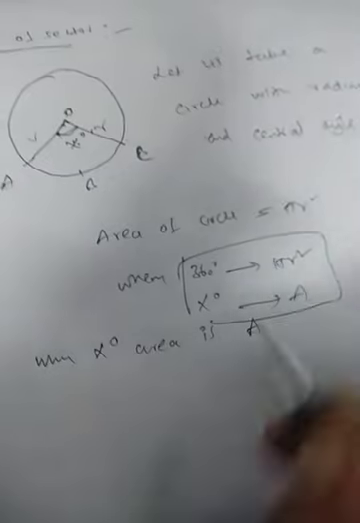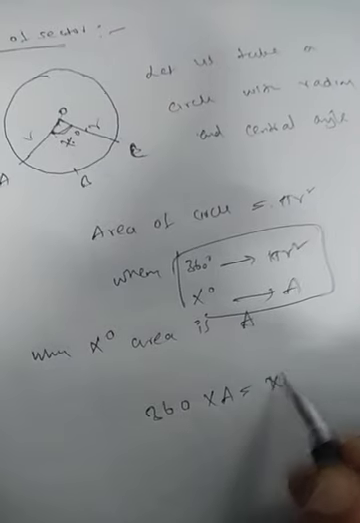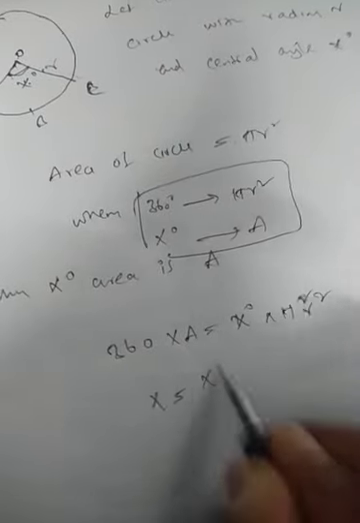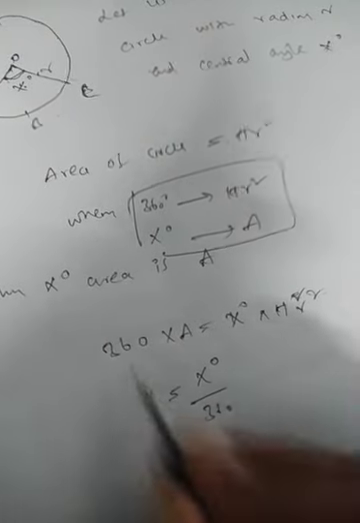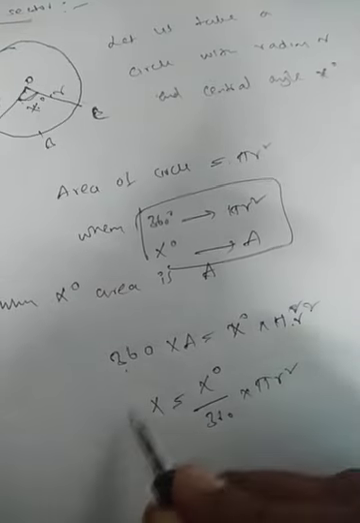So cross multiply both of them. 360 into A is equal to x degrees into pi r square. So A is equal to x degrees by 360 into pi r square. The multiply term comes and divides. So this is the way we are going to find this sector.